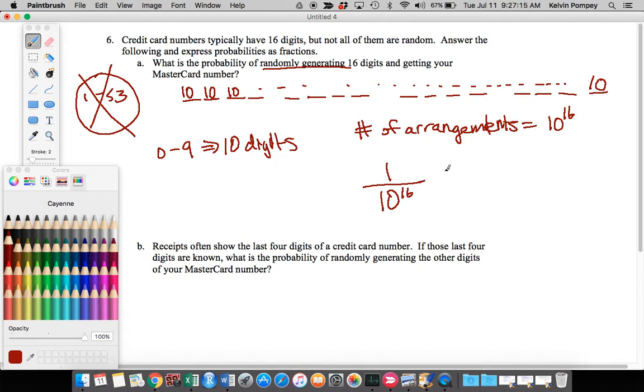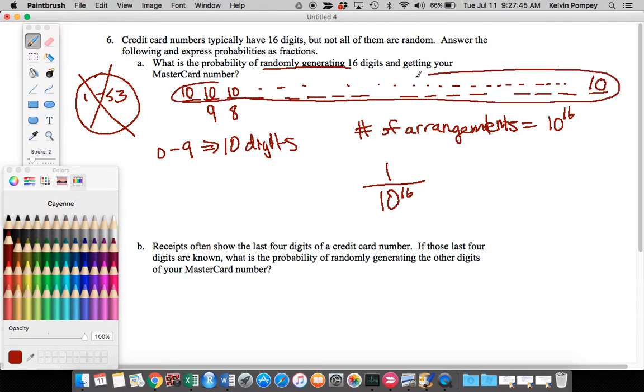Notice it didn't say that we were going to choose one of the digits and then replace it or not replace it and then choose another digit, right? If that were the case, then I would do 10 times 9 times 8. If the digits could not repeat, then I would be in the case of a factorial, and I would use 10 times 9 times 8. But that doesn't make sense because we have 16 total digits anyway. So I couldn't ask you that, given that our credit cards have 16 digits. All right, let's go to part B.